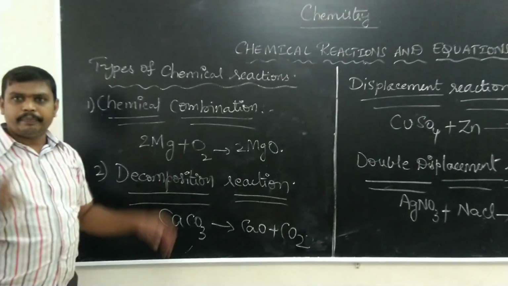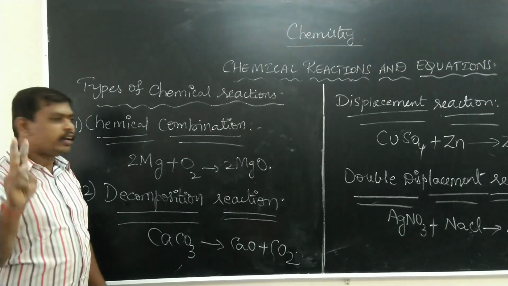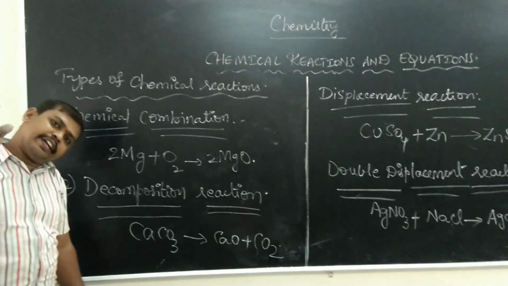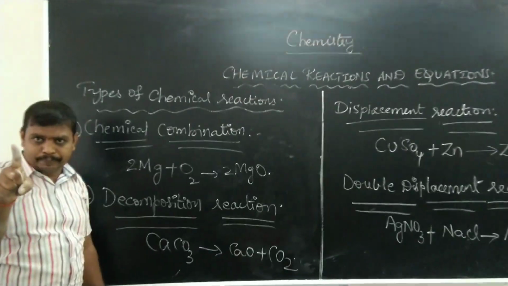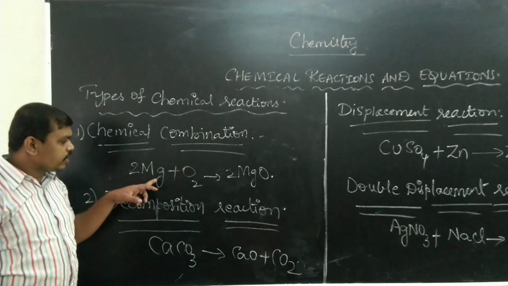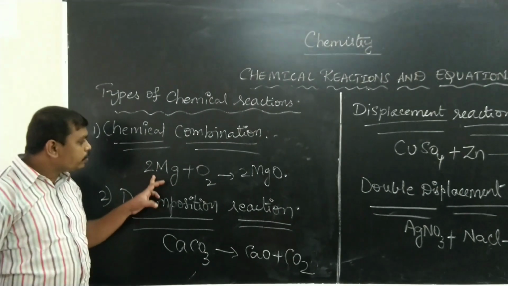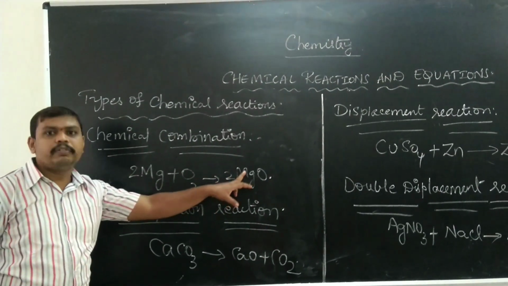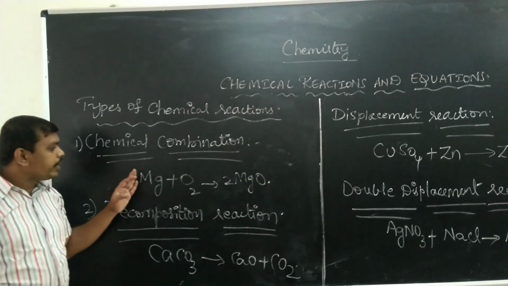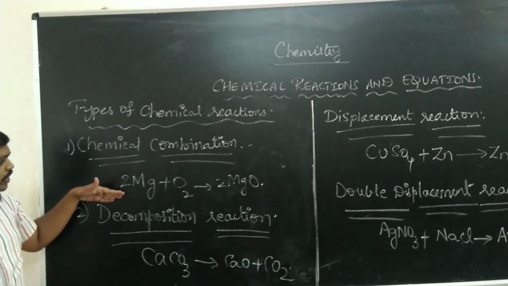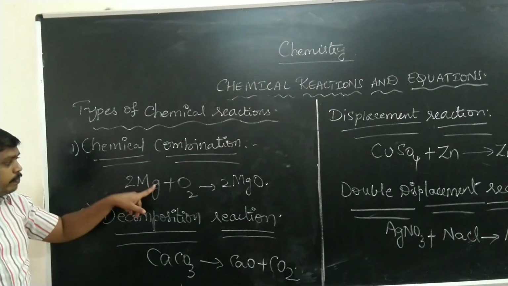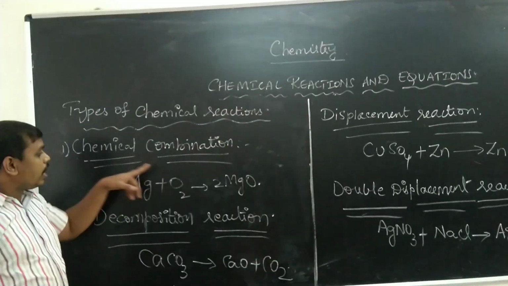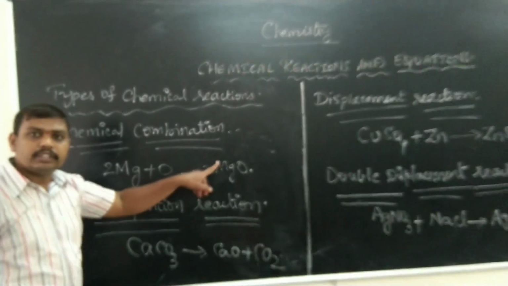What is this chemical combination? It means a chemical reaction in which 2 or more substances combine together, or react together, to form one compound. Let us see with an example here. That is, 2 molecules of magnesium plus oxygen will give rise to 2 molecules of magnesium oxide. How did you get this one? See, this is an equation here with 2 molecules of magnesium plus oxygen. Ultimately we are getting 2 molecules of magnesium oxide.